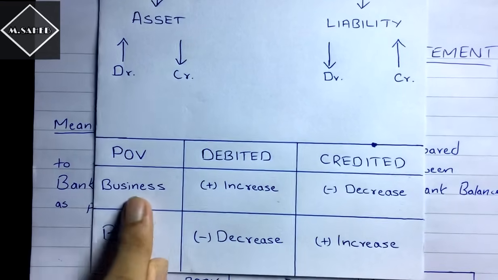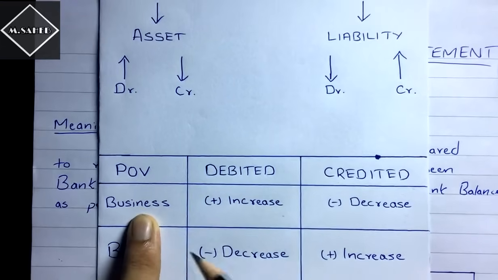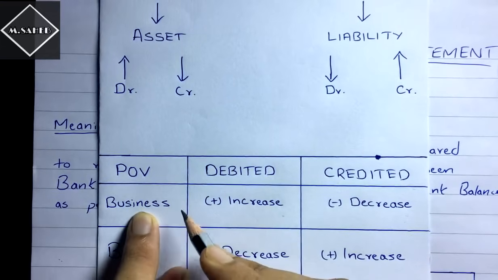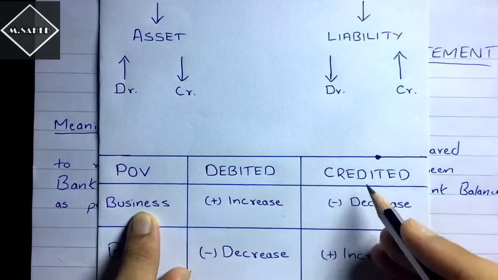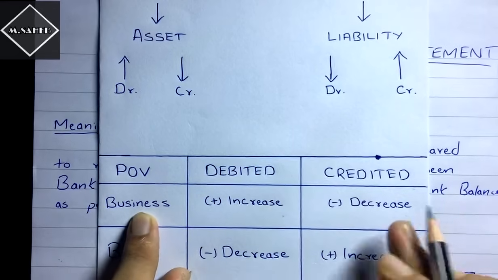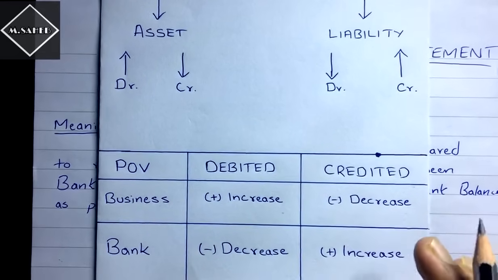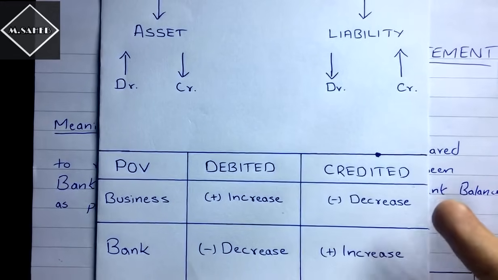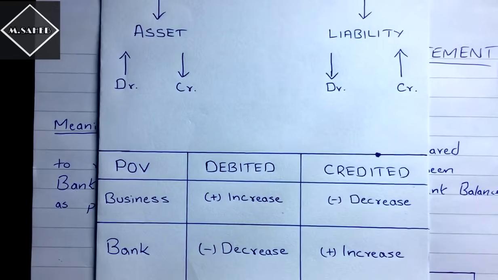And from the point of view of business, it's opposite, all right? Because they see it as asset. So when debited means increase and credited means decrease. Now you will be very much clear with this as we solve the problems, okay? It is very simple. I hope you understand this. It's very simple, okay? Now let's go forward.